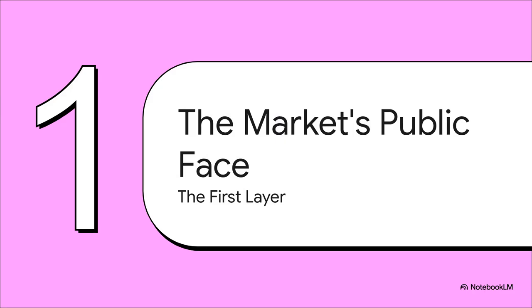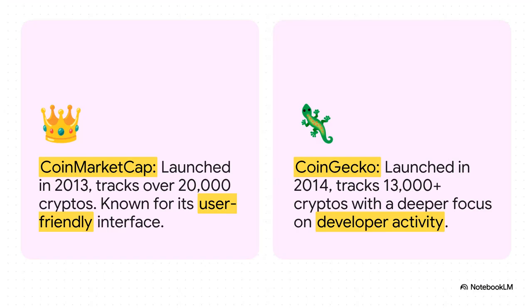All right, so this first layer, this is where pretty much everyone's crypto journey begins. It's the stuff that's super easy to find, you know? It's the public face of the market, giving you that quick snapshot of what's going on. So most of us, we start with sites like CoinMarketCap or CoinGecko. You've probably used them. They're basically the scoreboards, right? They give you the what, the price, the volume, the market cap.